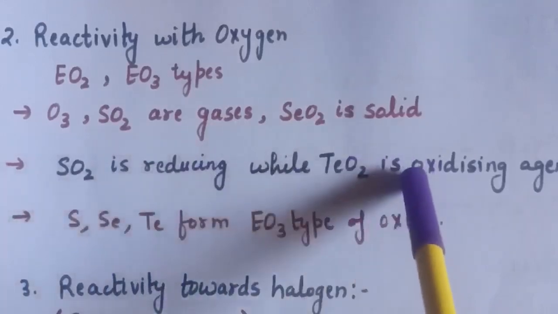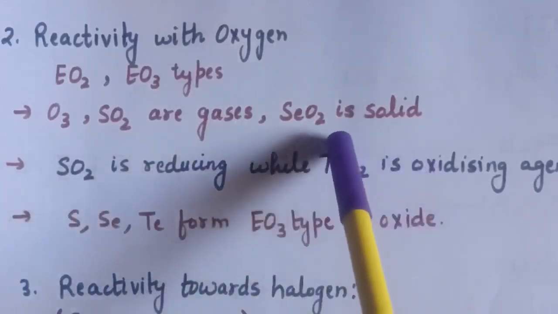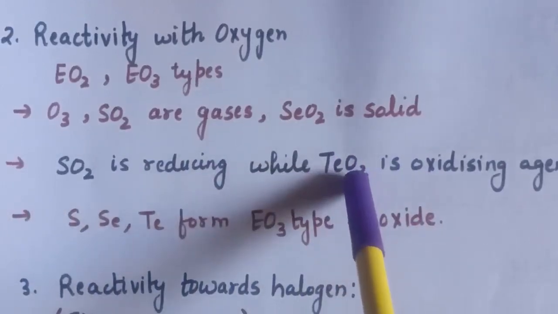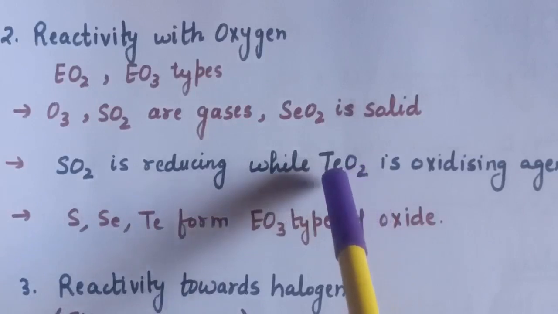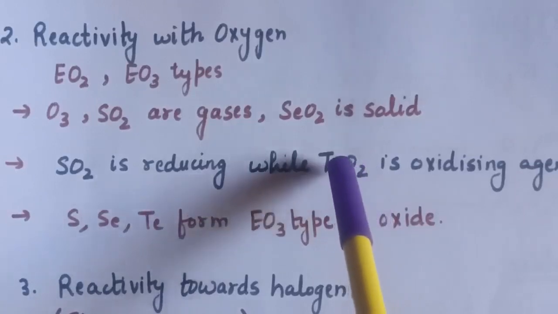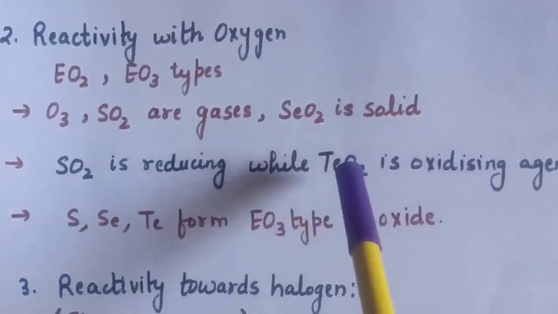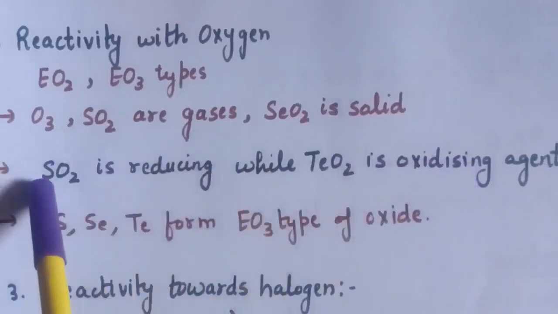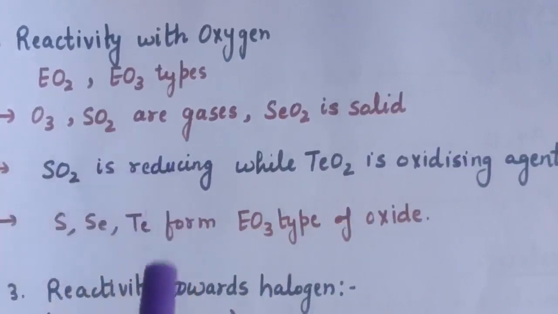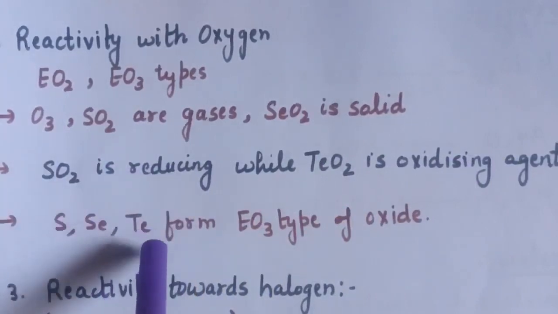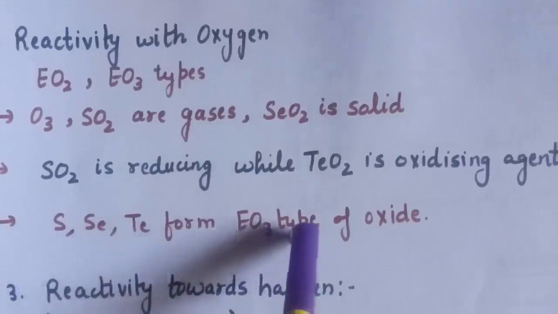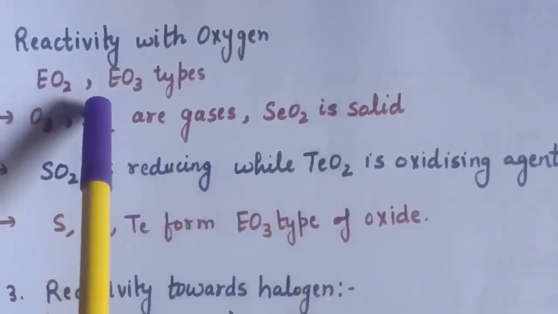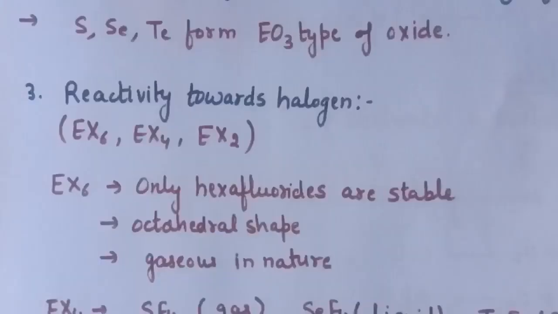While in case of TeO2, the oxidation number is also +4. But in lower elements, due to the inert pair effect, the +4 oxidation state is more stable, or you can say that it cannot oxidize its oxidation state up to +6. That is why TeO2 is used as an oxidizing agent, and SO2 is used as a reducing agent. Sulfur, selenium, tellurium also form EO3 type of oxide. So group 16 elements form EO2 and EO3 types of oxides.